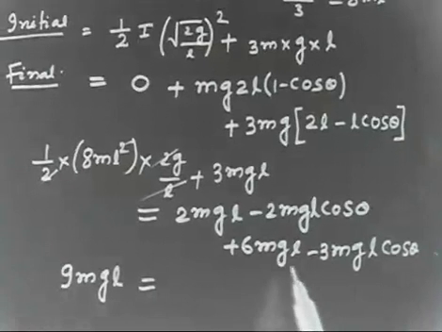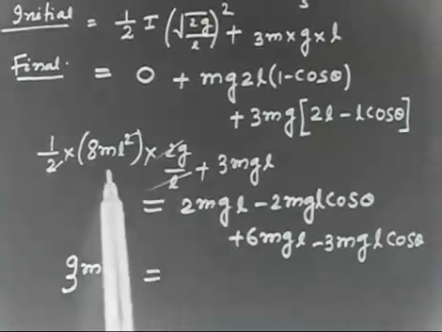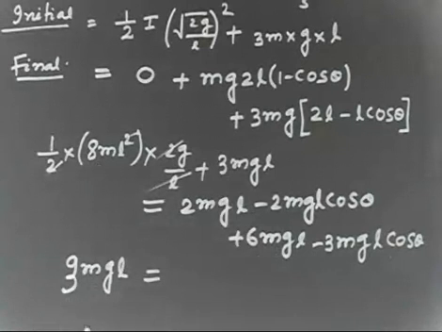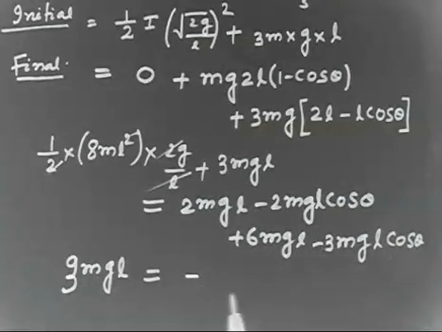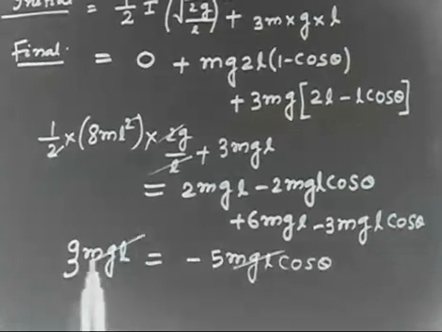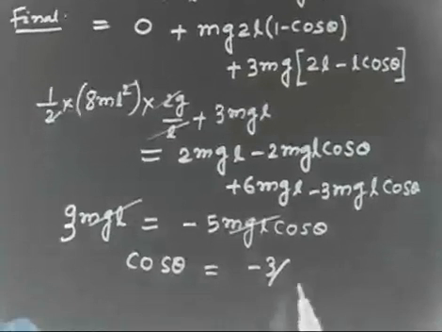This is equal to 6mgL also here. So if I subtract 6mgL, I will have only 3mgL. Are you getting? If you do the calculation, 8 plus 3, 11 minus 2, 9 minus 6, 3. So I will have 3mgL equals, now here you will have minus, let us take cos theta common. So 3 minus 2, minus 5mgL cos theta. Are you getting? So mgL goes out, and I will have cos theta equals minus 3 by 5.